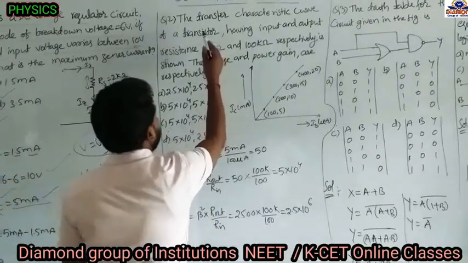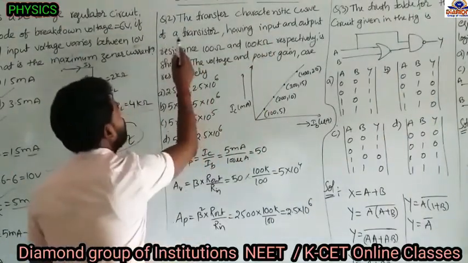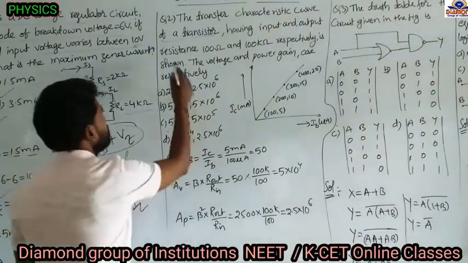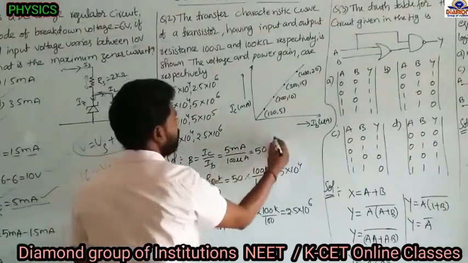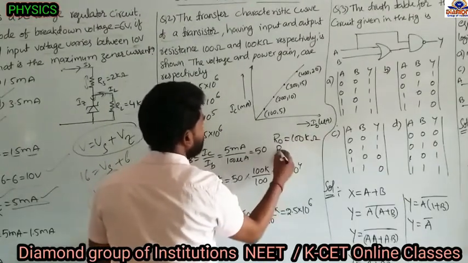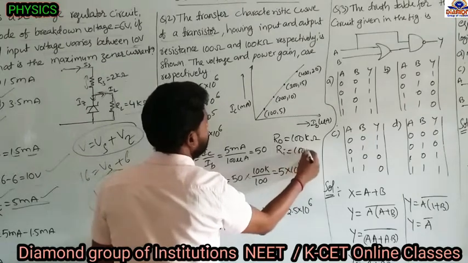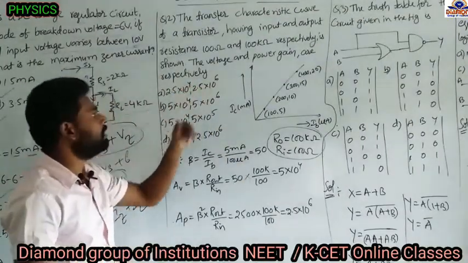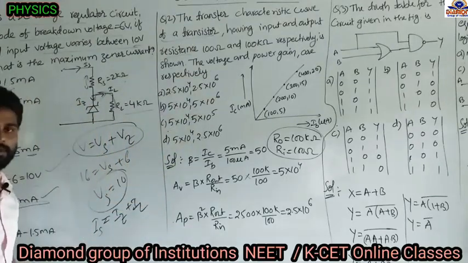The question is based on the transfer characteristic curve of a transistor, having input and output resistances. The output resistance is given as 100 kilo ohms, and the input resistance is given as 100 ohm. These values are given respectively. The voltage and power gain are respectively? We have to find the voltage and power gain.